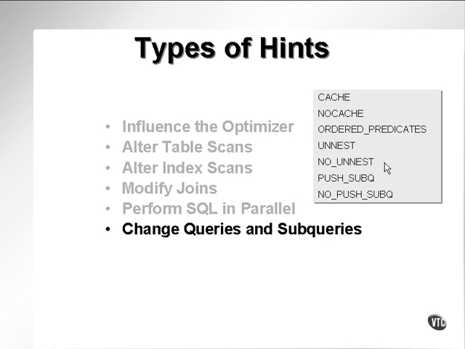The unnest and no unnest hints effectively unnest or force any subqueries to be passed up in terms of processing back up into calling queries. No unnest obviously does the opposite, preventing subqueries or semi-joins from becoming effectively internalized joins. Push subq forces the evaluation of subqueries as soon as possible, and no push subq does exactly the opposite.